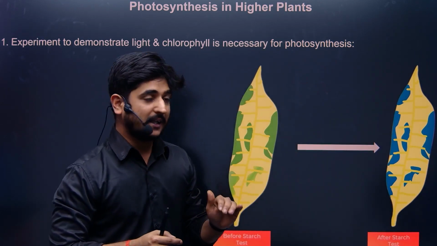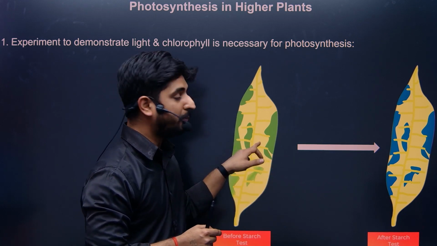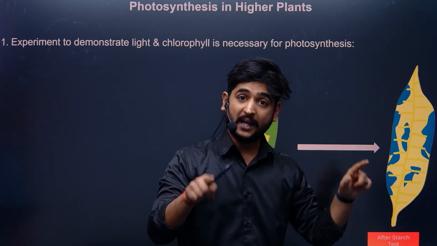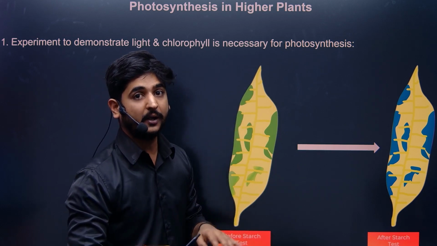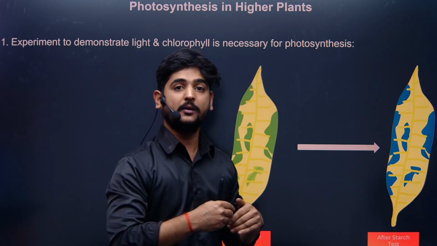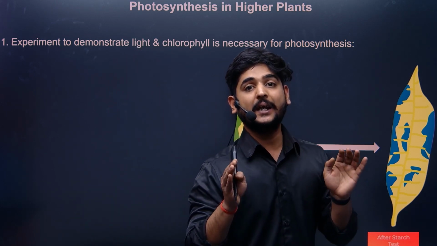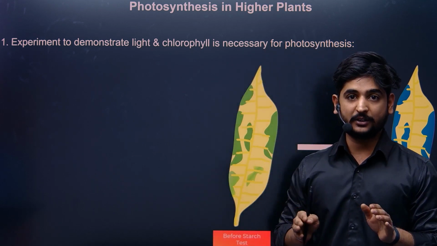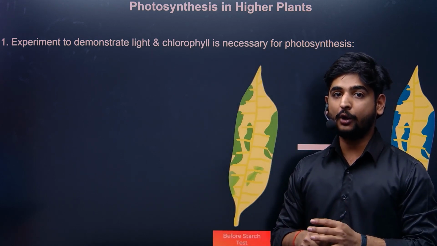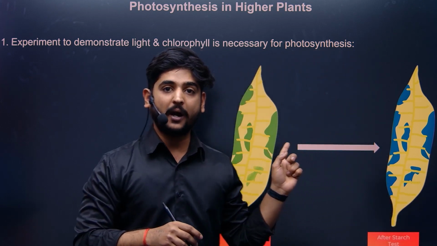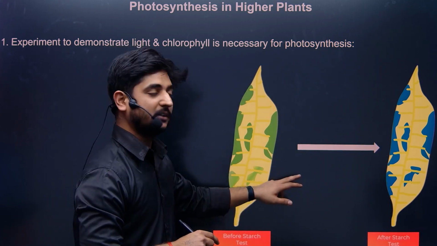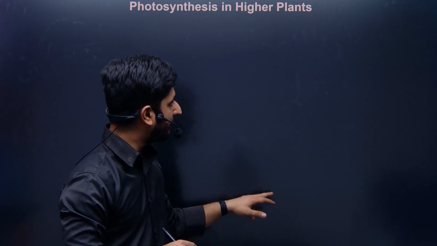When we did the test, we figured out that the green part turns blue-black, testing positive for starch, whereas the yellow, non-green part does not turn blue-black. That means it tests negative for starch. Why is it happening? Because chlorophyll is required for photosynthesis. In the non-green part where chlorophyll is absent, there is no photosynthesis happening.